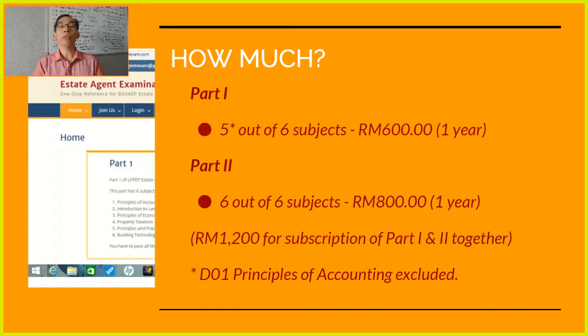All 6 subjects in Part 2 are on an 800 ringgit a year subscription, and the total of Part 1 and Part 2 has a discount of 400. By right it is 1,600, because Part 1 did not include the accounting subject. If including the accounting subject, Part 1 should be 800 ringgit and Part 2 800 ringgit, so it should be 1,600 ringgit for Part 1 and Part 2. For the full Part 1, Part 2 subscription, I would give a discount of 400, which means it is only 1,200 ringgit.